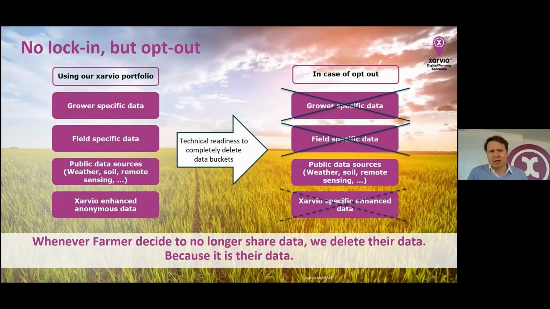So when we started to build our system, we have data buckets, and technically we are capable to do so. And in many markets, we see that farmers really appreciate this kind of capability, which is not normal, let me say it like that. But I think this is one of our key beliefs, that an opt-out needs to be given and also technically needs to be executable.